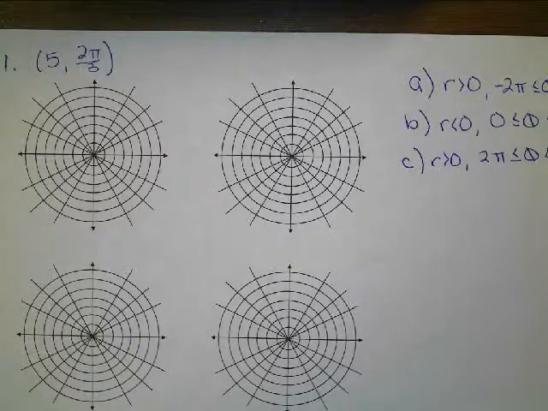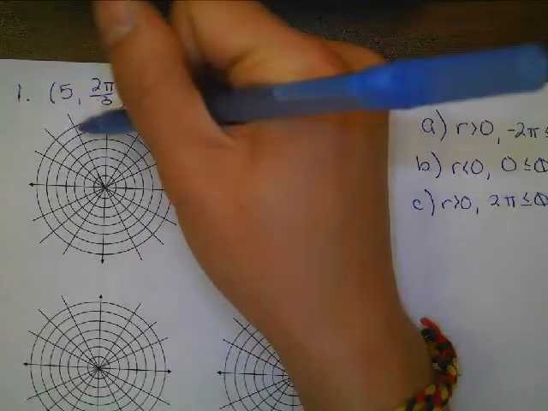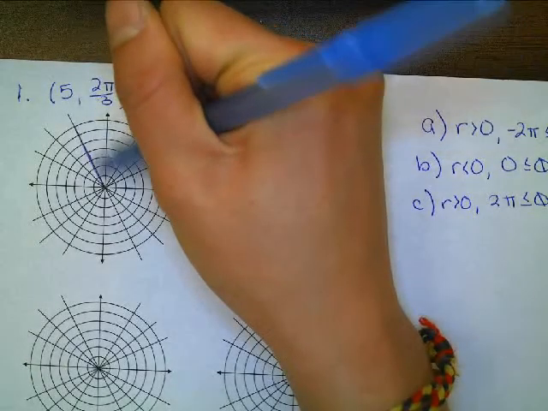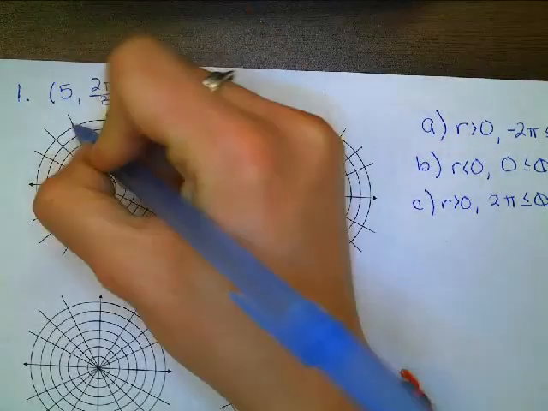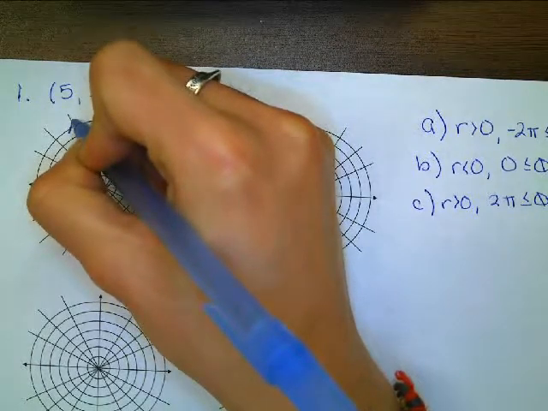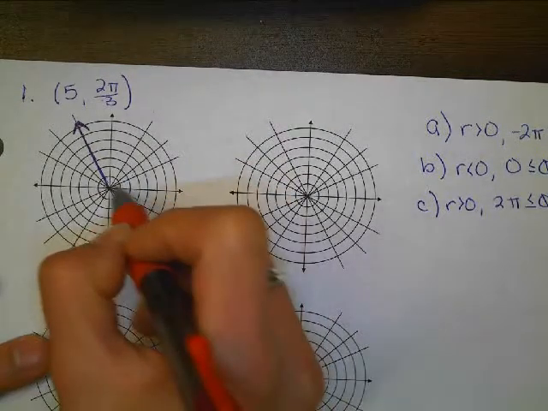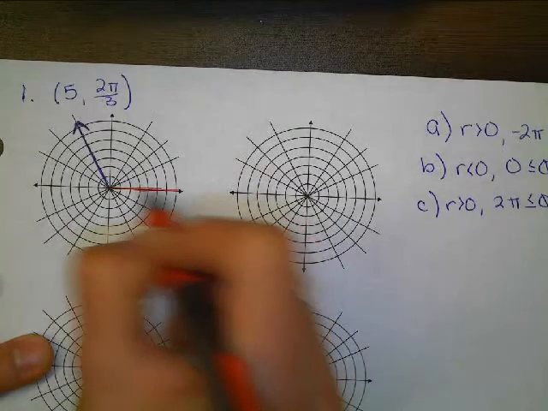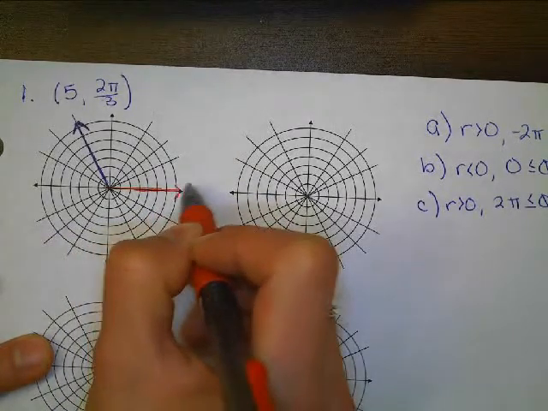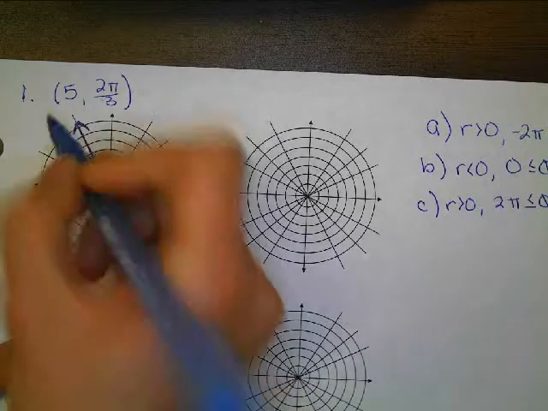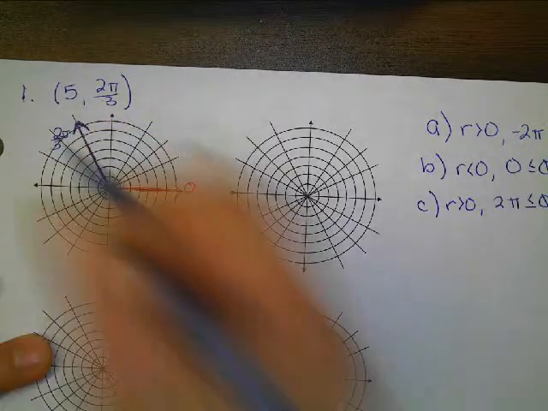Alright, so 2 pi over 3 is, let me get out my unit circle and see where 2 pi over 3 lies, which is right here. So that means I want my angle arrow to be pointing over there. Alright, so there's my 2 pi over 3. Now we also always have our pole, which is at 0, so I'm going to do that in red here. That's 0. So there's 0. And this is my 2 pi over 3.